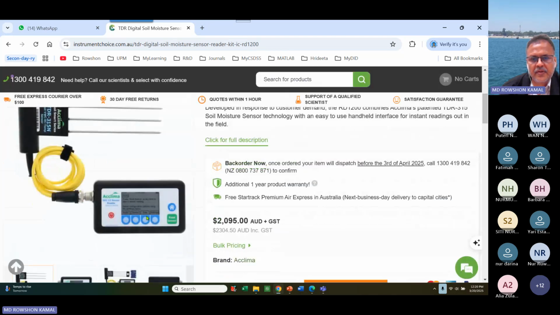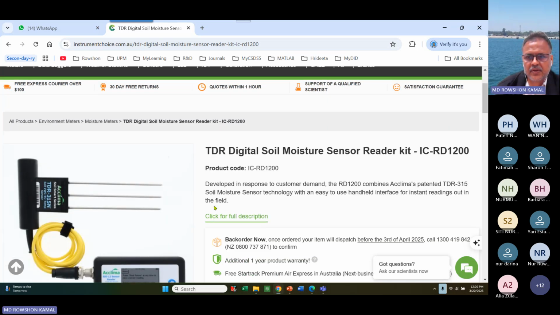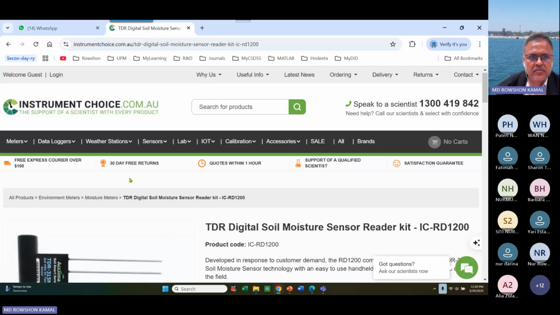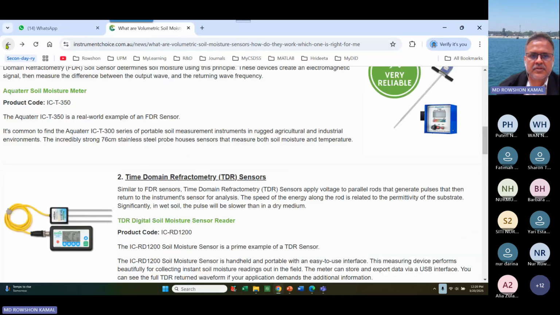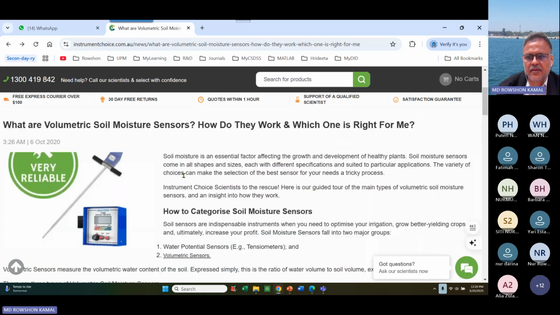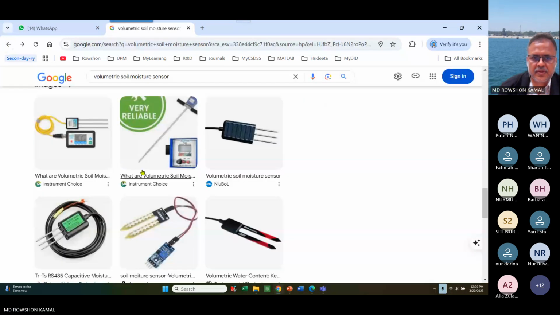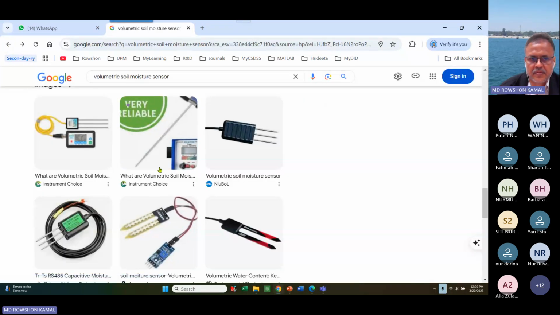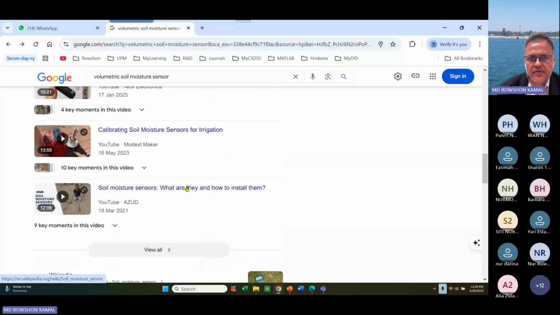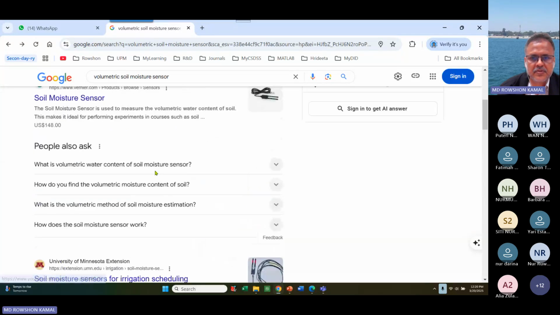You can see that here. You can see the price. Expensive, about $2,000. So we have this one in our lab. This is expensive, that's why volumetric measurement is expensive. And then we have some other sensors also. Some are volumetric and some are weight basis. You can use it.